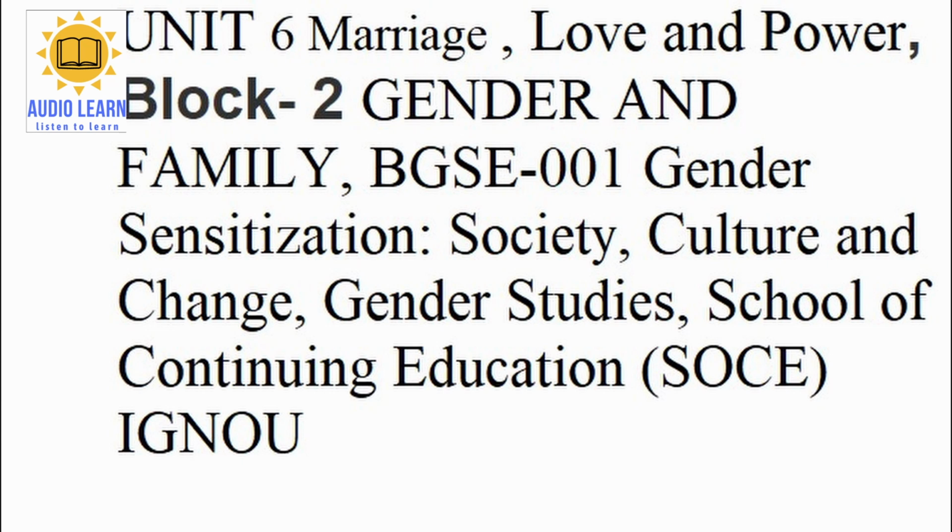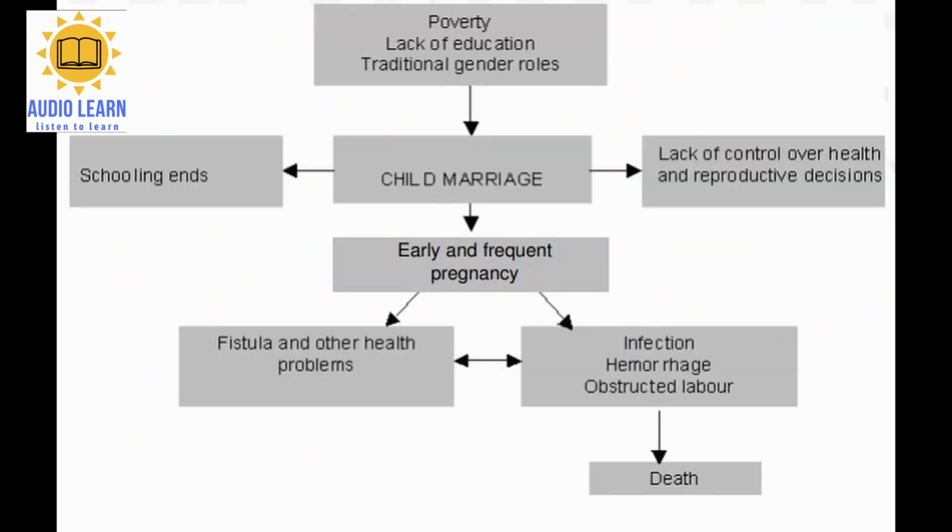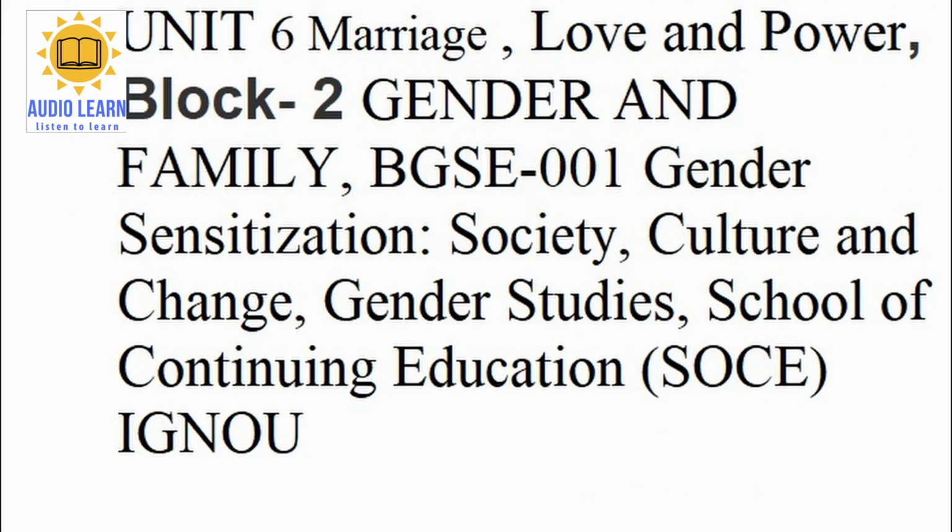Let us now read how violence is perpetuated in marriage. 6. Violence in marriage. Ill effects of early marriage are poverty, lack of education, traditional gender roles, schooling ends, lack of control over health and reproductive decisions, and frequent pregnancy, fistula and other health problems, infection, hemorrhage, obstructed labor, and eventually death.